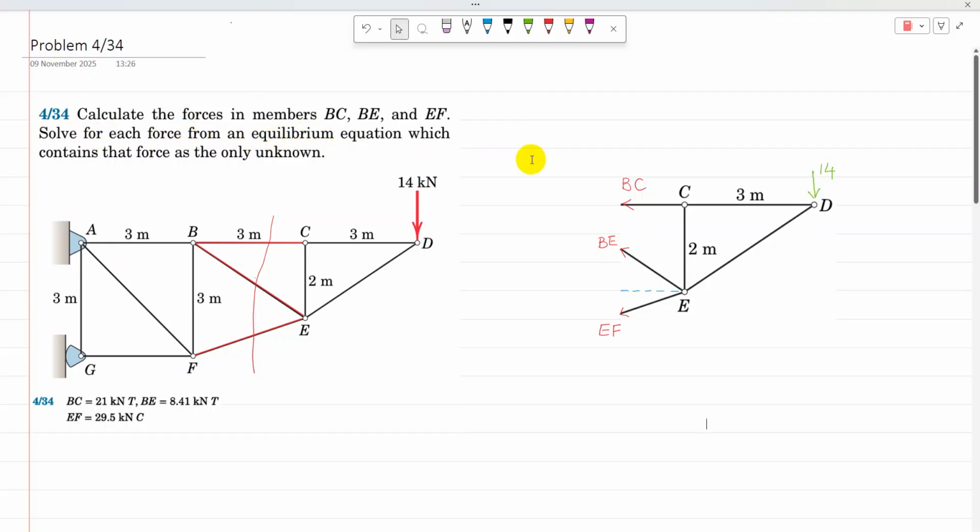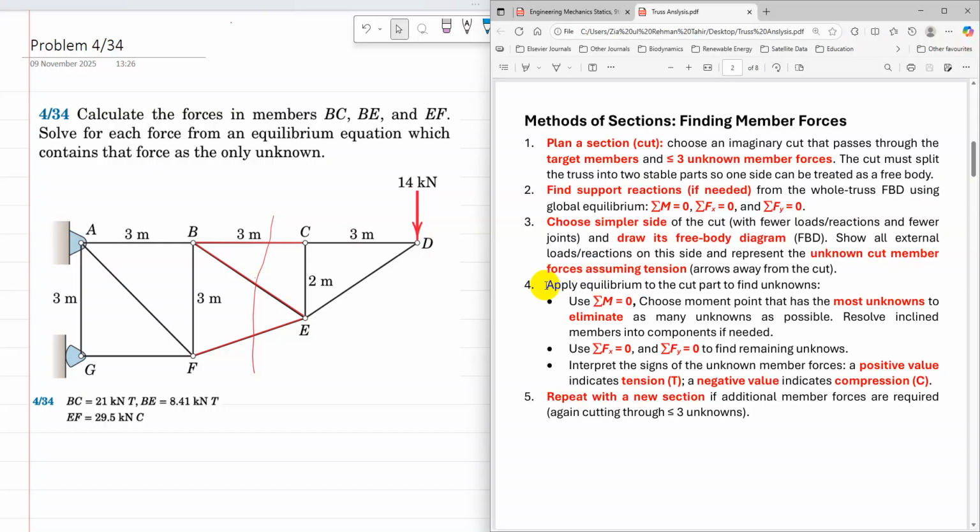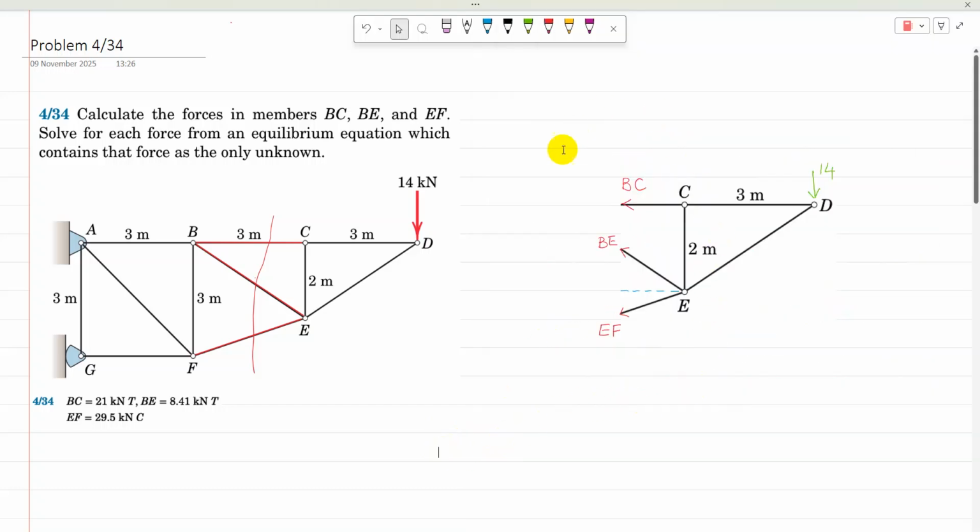Equilibrium equation means that sigma Fx equal to 0, sigma Fy equal to 0, or sigma M equal to 0, which contains that force as the only unknown. So we need to use only one equation for each unknown. So there are three equations there: sigma M equal to 0, sigma Fx, and sigma Fy equal to 0. For sigma M, choose a moment point that eliminates as many unknowns as possible, and avoids needing to resolve an inclined member into components. So the only possibility here to get one moment equation is to take the moment about a point so as to eliminate the other two forces.